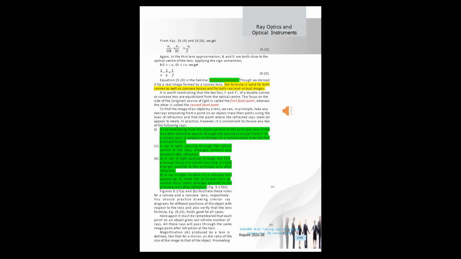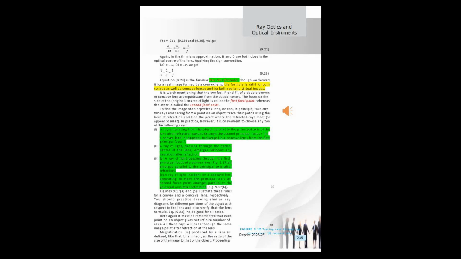You should practice drawing similar ray diagrams for different positions of the object with respect to the lens, and also verify that the lens formula, equation 9.23, holds good for all cases. Here again it must be remembered that each point on an object gives out infinite number of rays. All these rays will pass through the same image point after refraction by the lens.